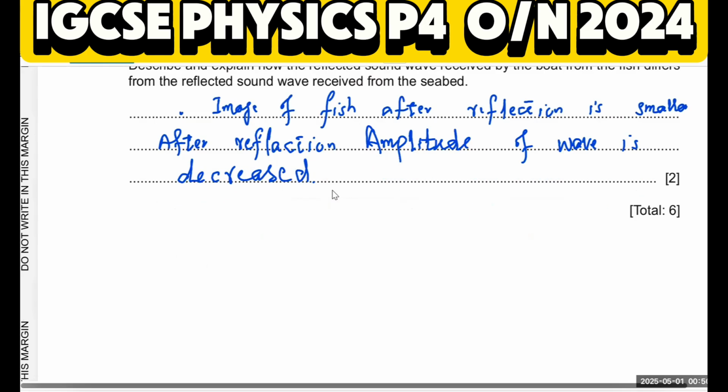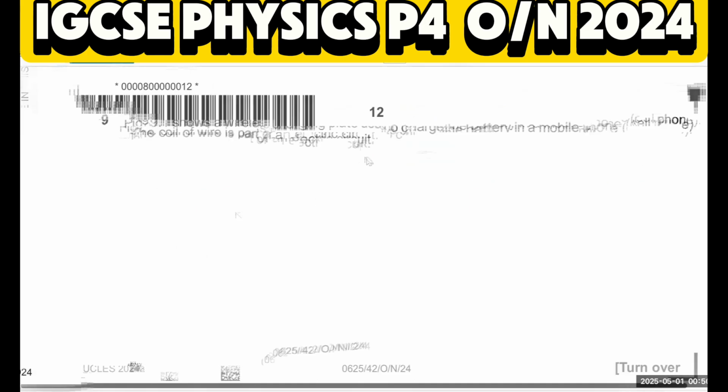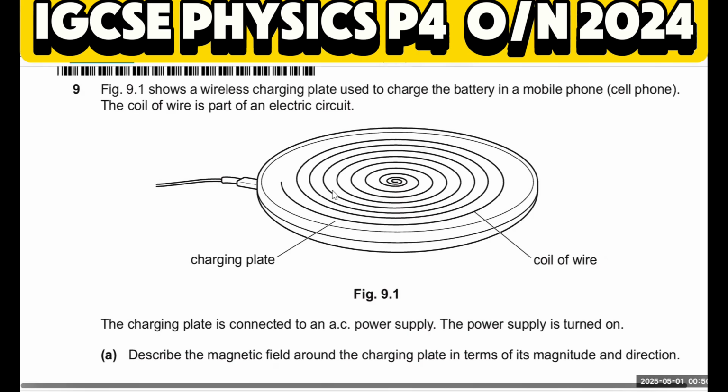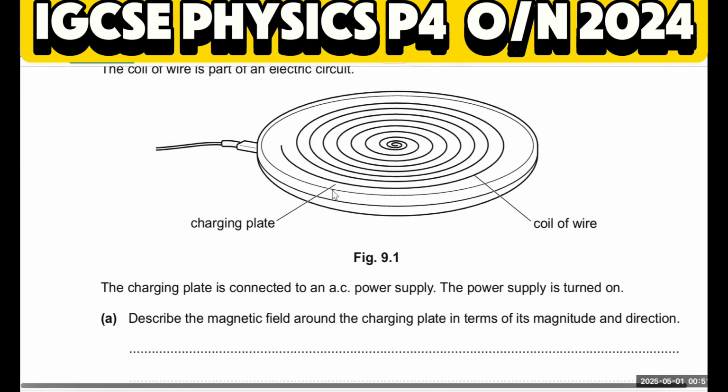Okay, next question. Question number 9. Figure 9.1 shows a wireless charging plate used to charge a battery in the mobile phone. Nowadays we have phones with a coil behind the mobile phone. The coil carries an electric current. We know that this is electromagnetism. When the current passes through the coil, it behaves like a magnet, that is called an electromagnet.